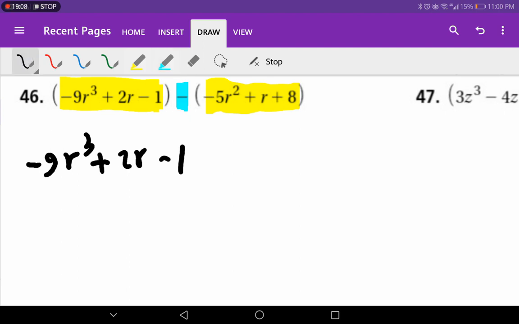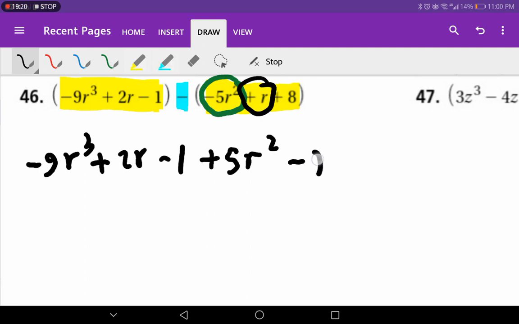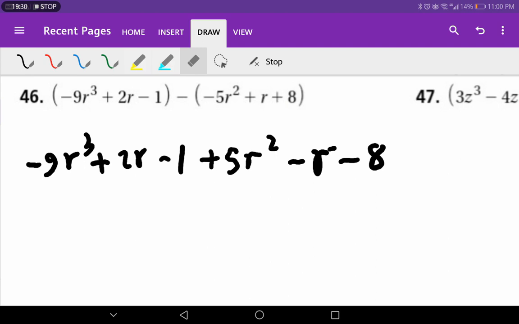So -5 here, -5r square will be, bravo, +5r square. And positive r will be -r. I switch everything because of this guy. Okay. Now I will combine the like terms.